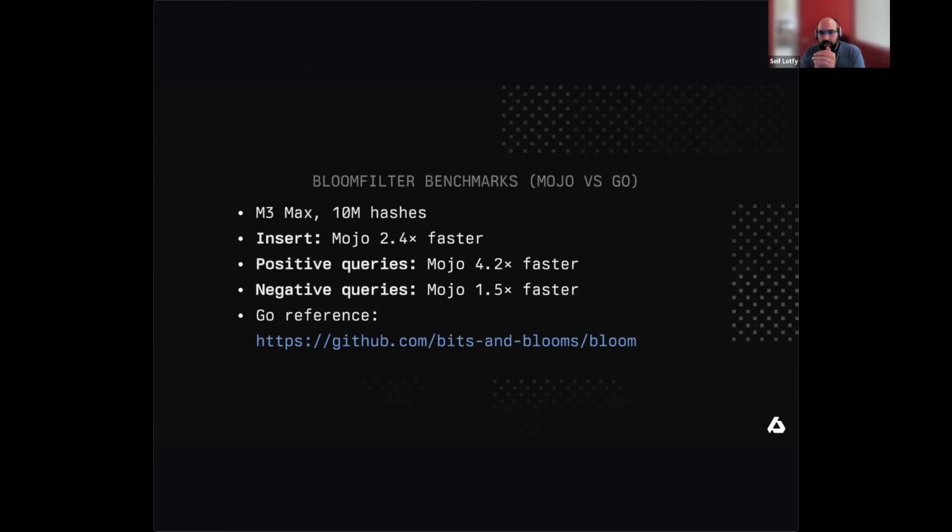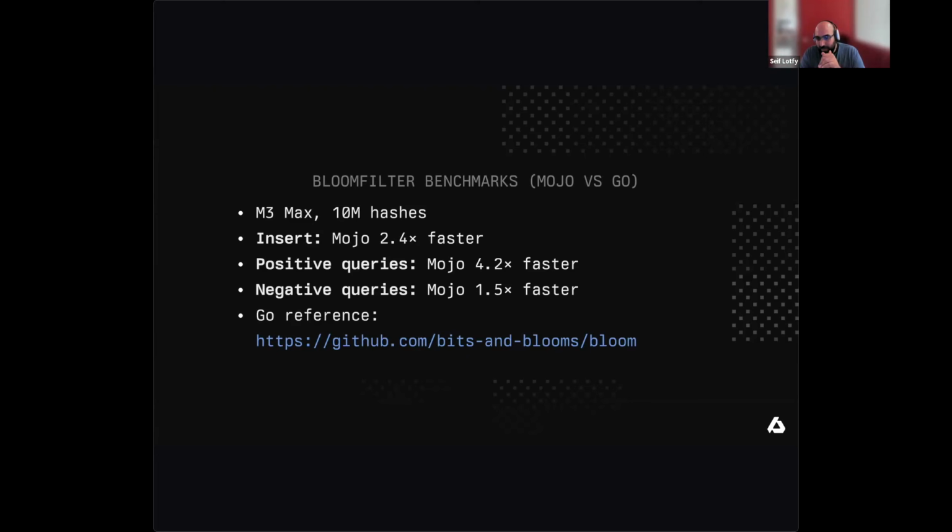I then implemented that and tried to compare it against my existing Go implementation. The Go implementation is actually written by Daniel Lemire, one of the most notable professors in the area of data structures and SIMD. I compared them against each other with an almost one-to-one implementation: 10 million hashes, same false positive ratio of 1%. No false negatives happened. And we ended up with Mojo being 2.5 times faster on ingest.